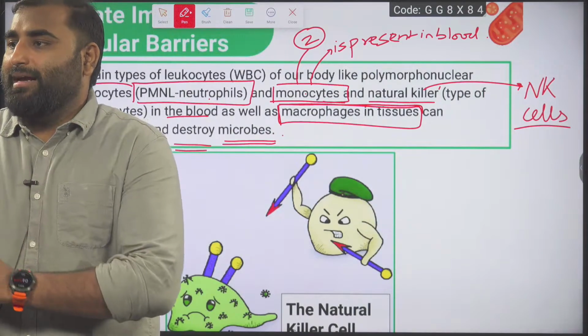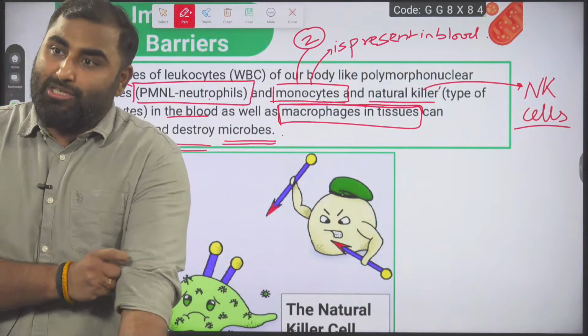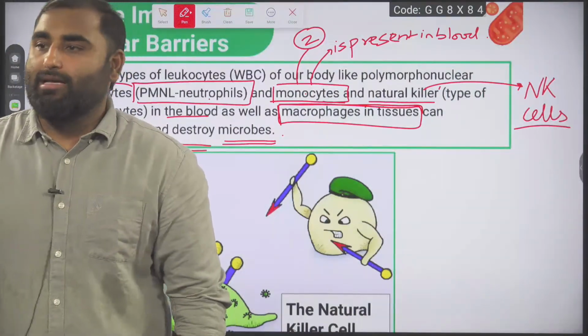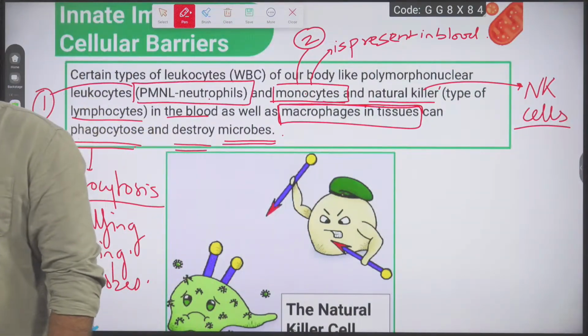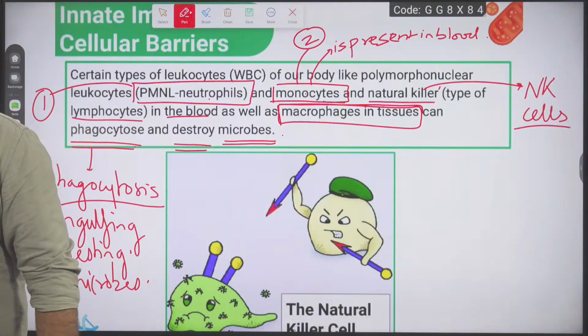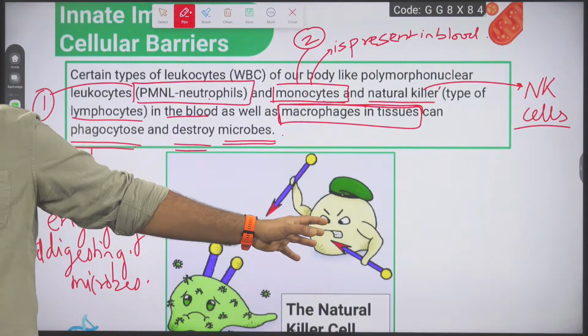So some people are attacked by corona many times because their immunity is not yet developed to that virus. Okay? Are we clear with this, guys?